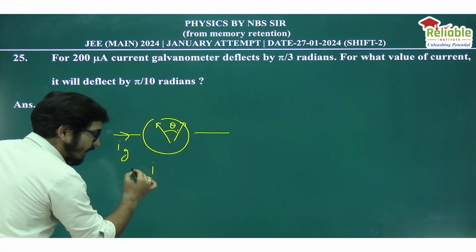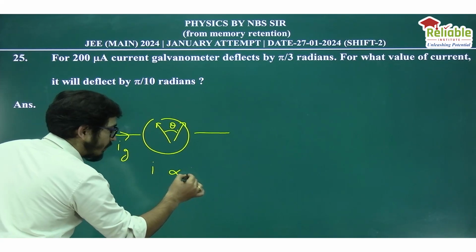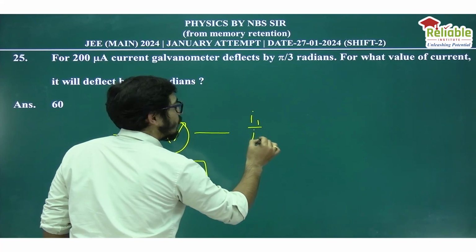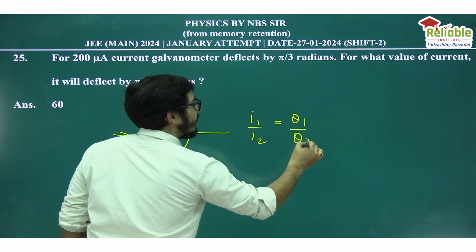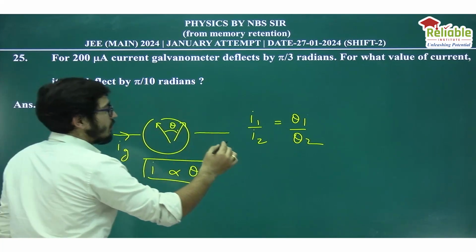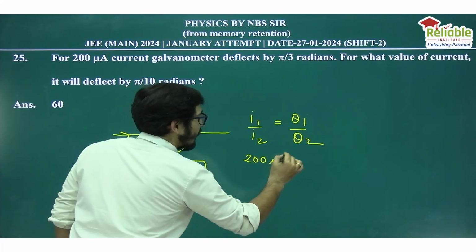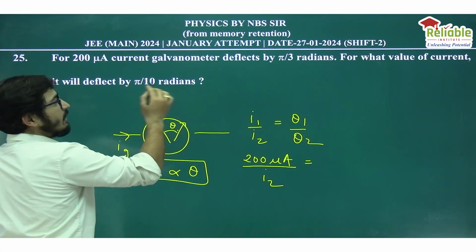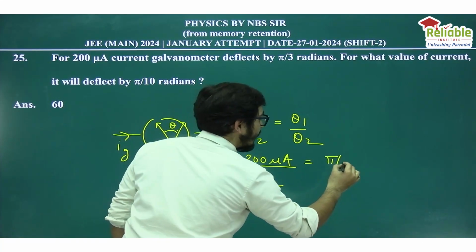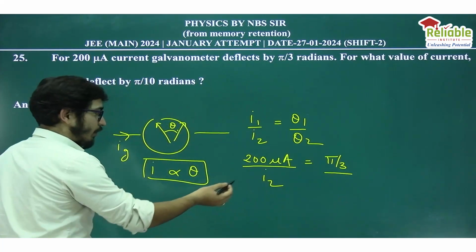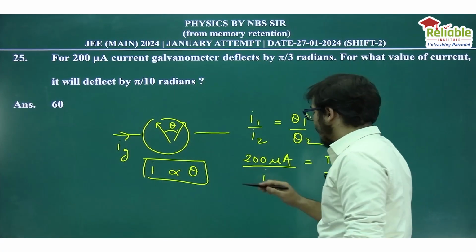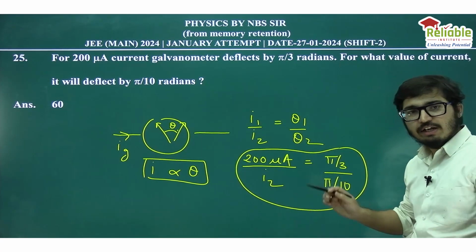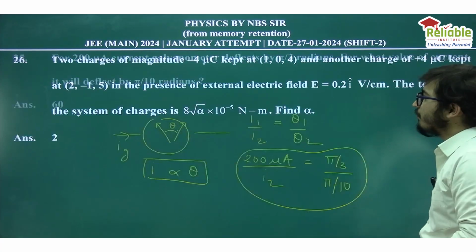So if the current entering the galvanometer is proportional to the angle deflected by the needle, I would say that I1 by I2 is equal to theta 1 over theta 2. I1 is given in the question as 200 microampere. They are asking you to calculate I2. The angle made by the needle for I1 current is pi by 3, and the angle for the current which they are asking you to calculate is pi by 10. Now from this expression you can calculate the value of I2. Let's go to the next question.